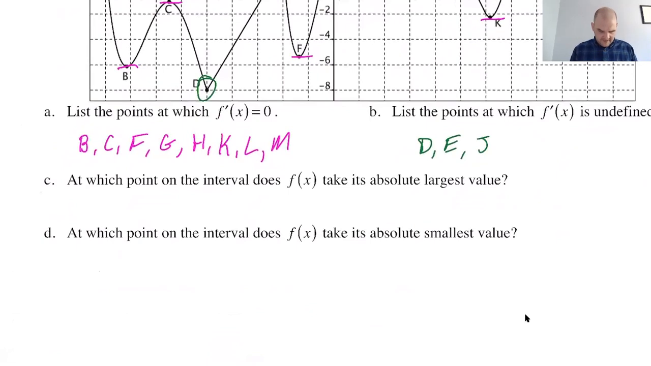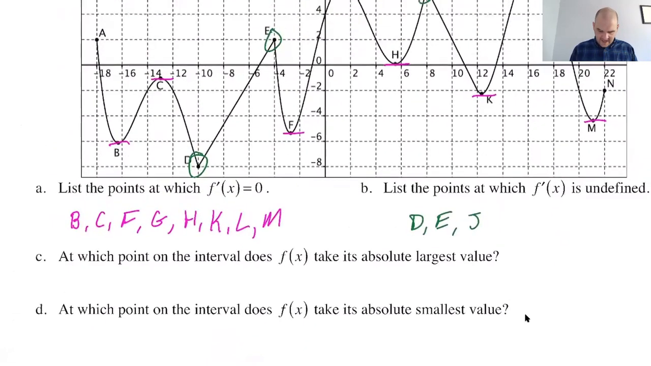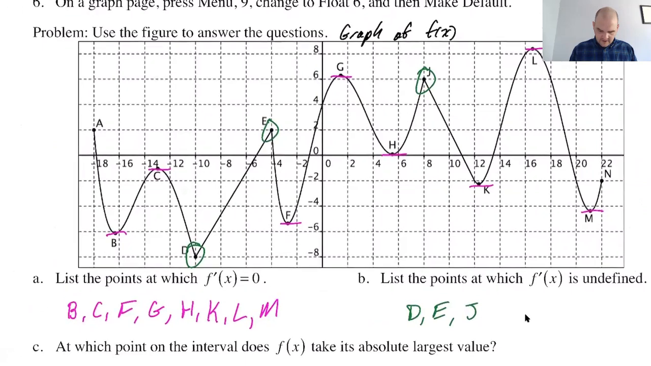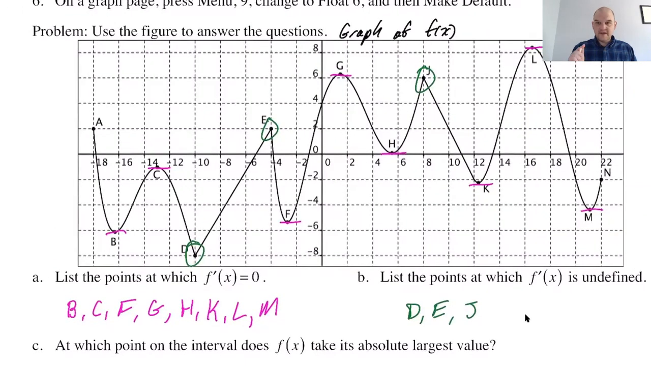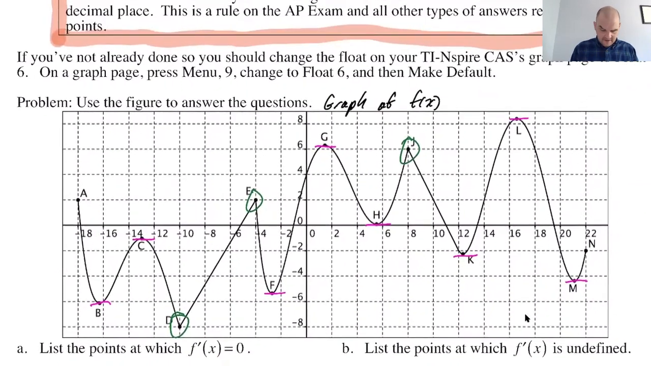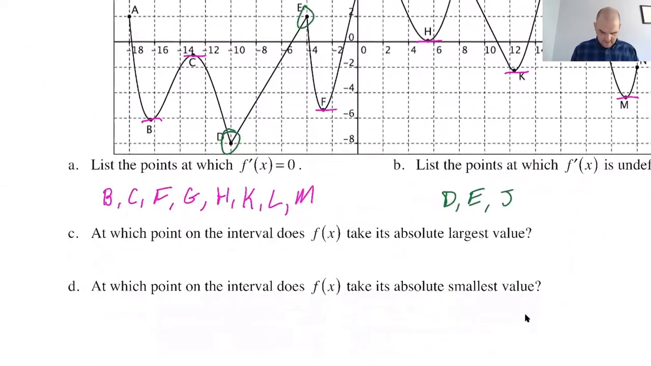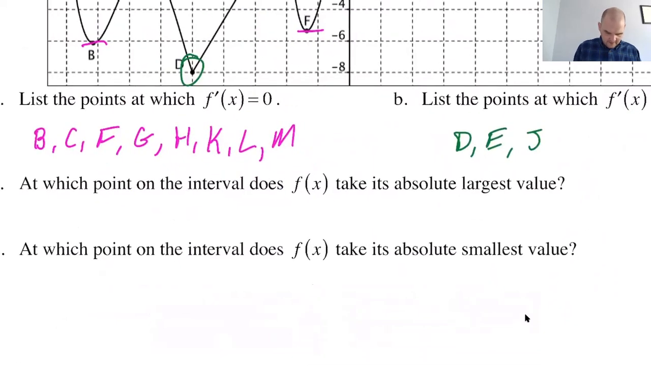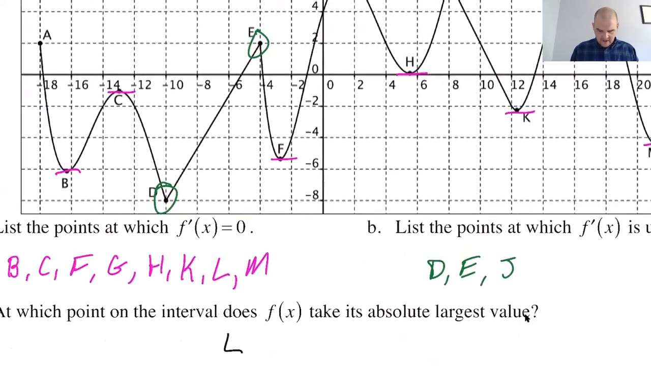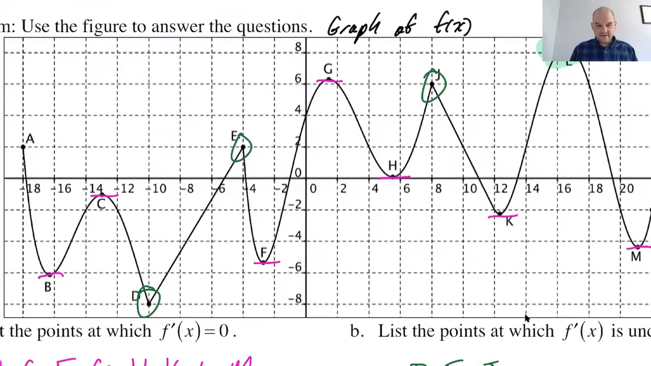At which point on the interval does f of x take its absolute largest value? Okay, absolute largest value is definitely happening at L. That's by far the biggest value. So I'm just going to say L. I don't really know why there's so much space there. And then absolute minimum value is the next question. And where does that happen?